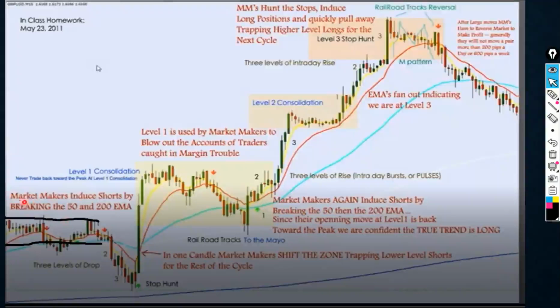Market maker induced shorts by breaking the 50 and the 200 EMA in 3 moves. Okay, 1, 2, 3, creates the low in here. So we now have the stop hunt. After the stop hunt, he now needs to shift and trap people who were trying to sell this. Okay, so in one candle, the market maker shifts the zone, trapping lower level shorts for the rest of the cycle. Anyone selling this is now doomed, and I feel pity for him.